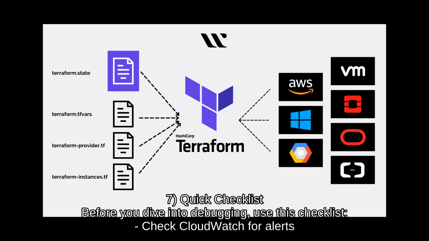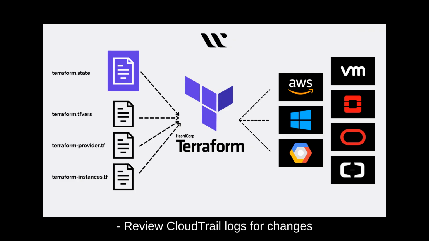Quick checklist. Before you dive into debugging, use this checklist. Check CloudWatch for alerts. Review CloudTrail logs for changes. Monitor instance metrics. Verify IAM permissions. Ensure auto-scaling is configured correctly. Document everything for future reference.